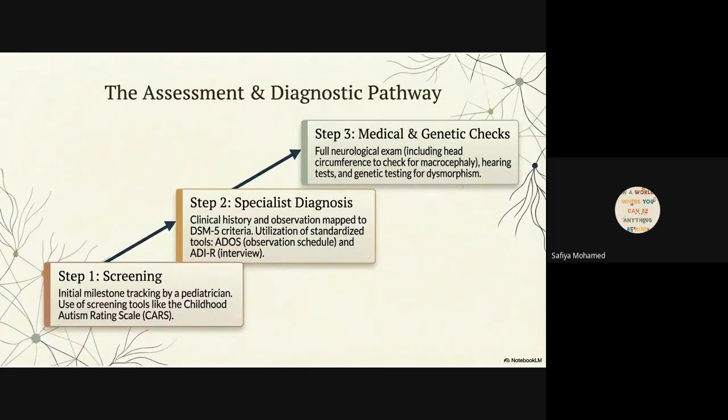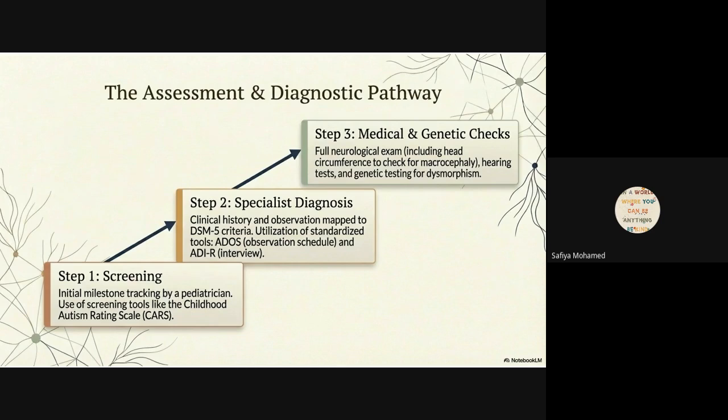All right. And then step 3 is where they do the medical and genetic checks, a full neurobiological exam, including head circumference to check for macrocephaly, hearing tests, and genetic tests for dysmorphism. All right. Again, that is the field of the medical professionals.